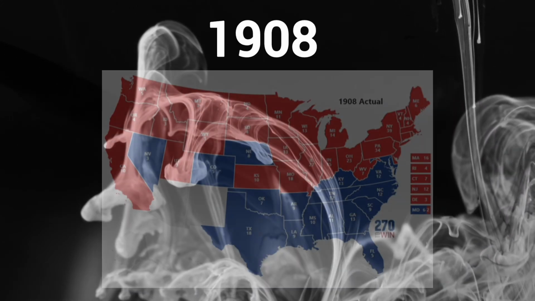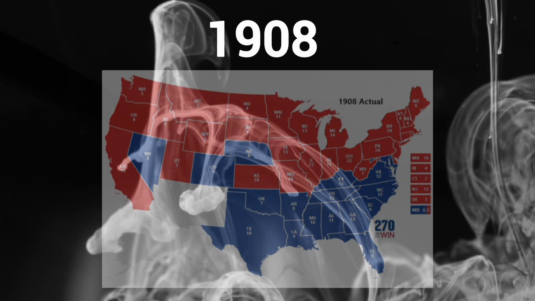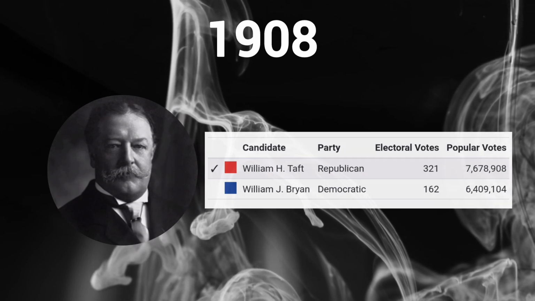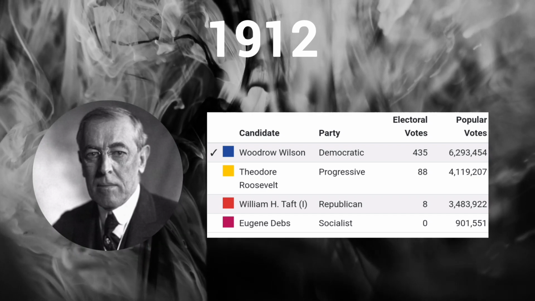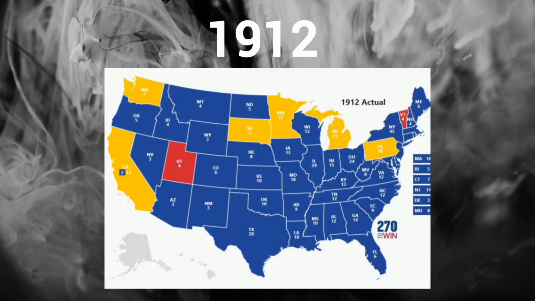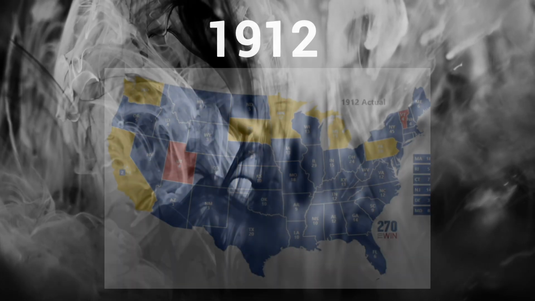It's 1908, and this time the race is between William Taft and William Bryan. Taft won the election easily with 321 votes to 162. By the presidential election of 1912, Wilson defeated both Taft and Roosevelt in the general election, winning a huge majority in the Electoral College and 42% of the popular vote, while his nearest rival won 27%.